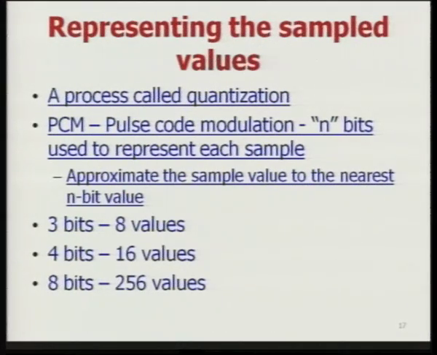For instance, if I take 3 bits I would get 8 different values and I could represent the sample using one of these 8 values. If I use 4 bits I would get 16 values and I would represent using one of these 16 values, and if I use 8 bits I would get 256 values, 2 power 8 is 256. So, I could represent my sample using one of these 256 values.